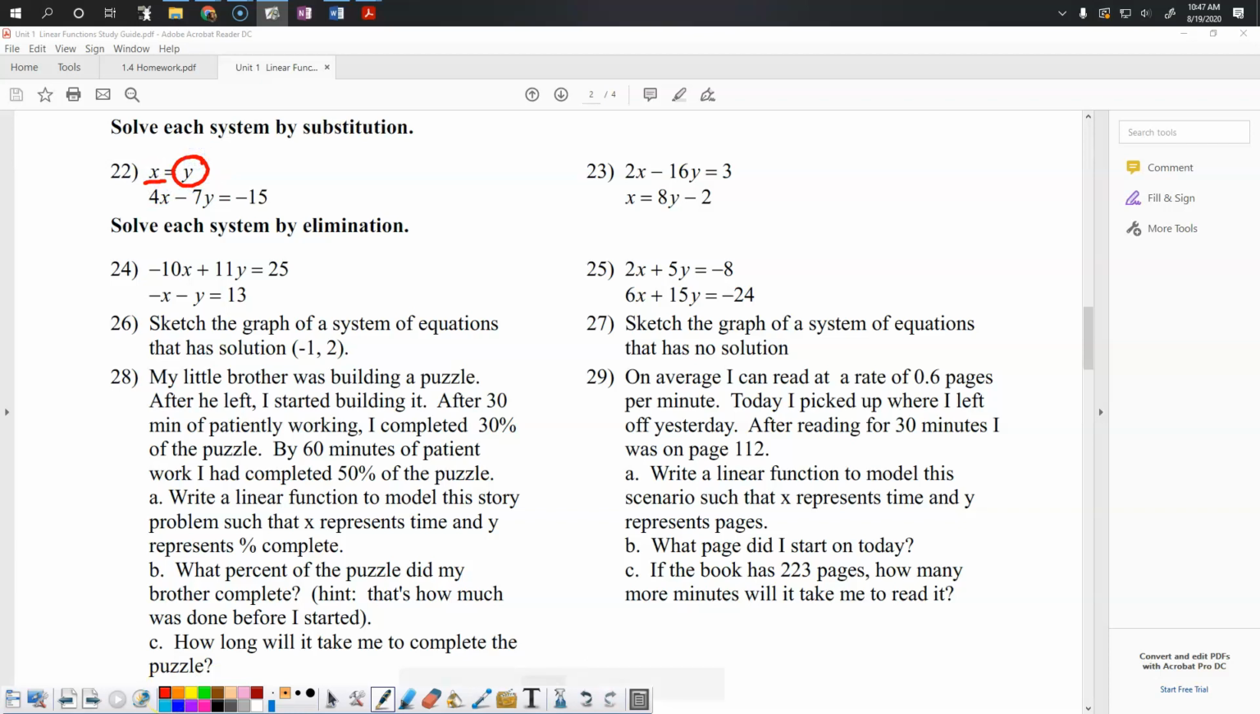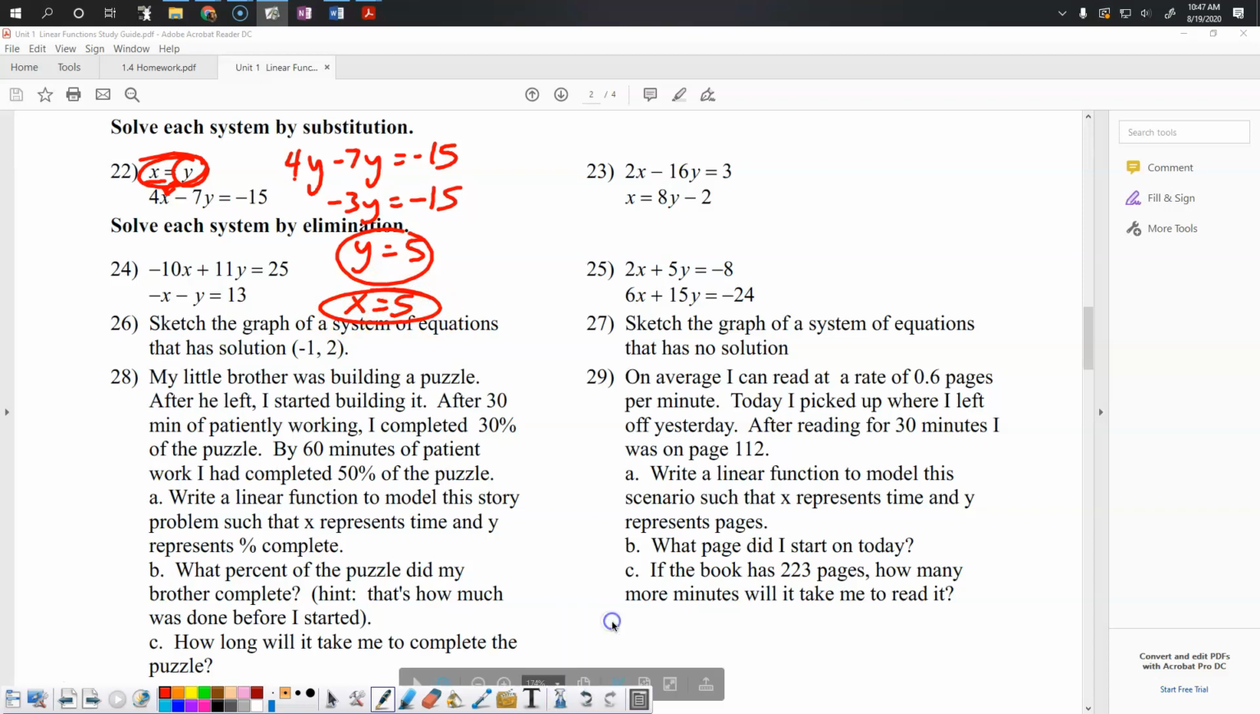And since x is equal to y, what I can do is replace x in the other equation with y. So if I do that, instead of 4x minus 7y equals negative 15, it becomes 4y minus 7y equals negative 15. And then we go ahead and do the math from there. 4y take away 7y is negative 3y, and then we just divide both sides by -3 and we get 5. Then you take your answer and plug it into the original problem. It doesn't matter which one you use, but I'm going to use the top one. If I replace the y in that equation with 5, that tells me that x also equals 5. And so the answer for that problem would be 5 and 5.